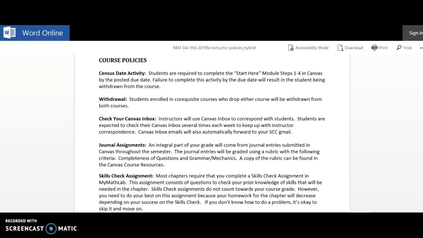It's important that you check your Canvas inbox. Instructors will use the Canvas inbox to correspond with you. You should check it several times a week. You will also receive copies of any Canvas inbox messages in your SCC Gmail.